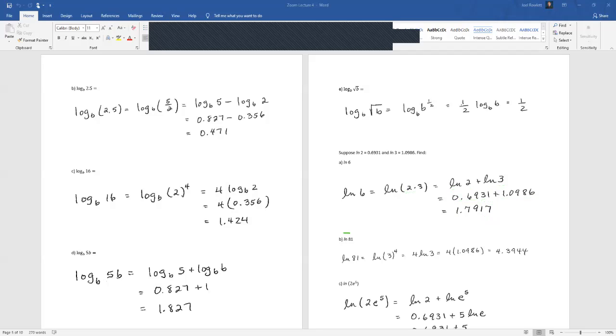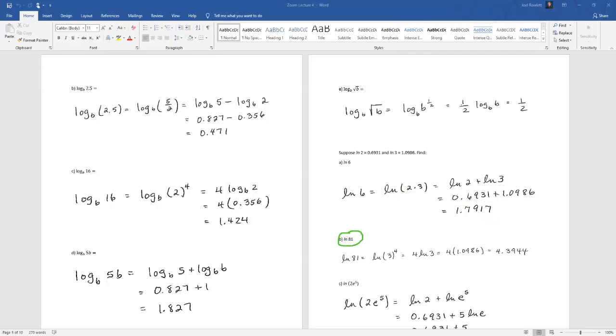What about the natural log of 81? Well, if you go back and look at the given information, I can only work with these two pieces. But I know that 81 is really 3 to the power of 4. 3 times 3 times 3 times 3 is 81. And I can take this exponent here down to the front. So that's going to give me 4 times the natural log of 3. And I will carry the 4 over. And of course, the natural log of 3 is 1.0986. And if you multiply these two together, you get the final result.